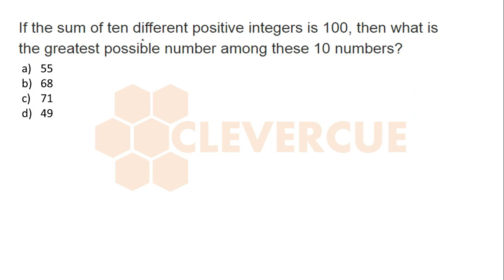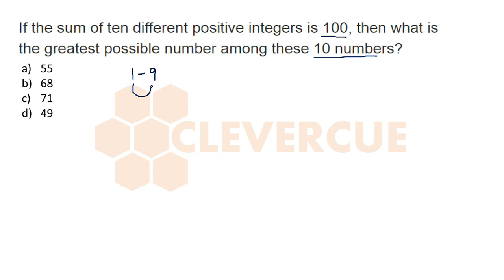If the sum of 10 different positive integers is 100, then what is the greatest possible number among these 10 numbers? Okay, if we have to find the greatest number, then all the other has to be minimum numbers. Okay, so we can take the other 9 numbers as 1, 2, ... 9. That means 1 2 3 4 5 6 7 8 9, and we have to find the other number.